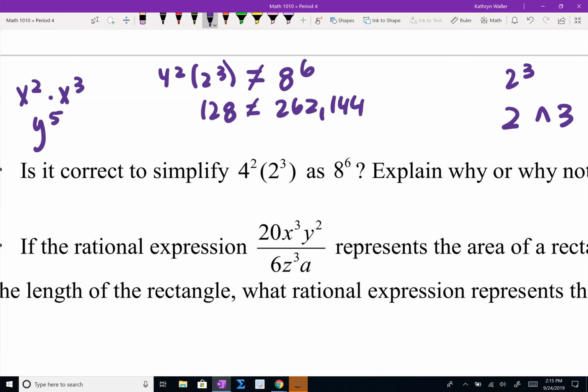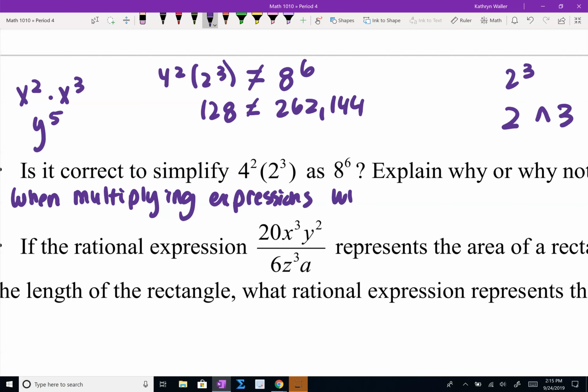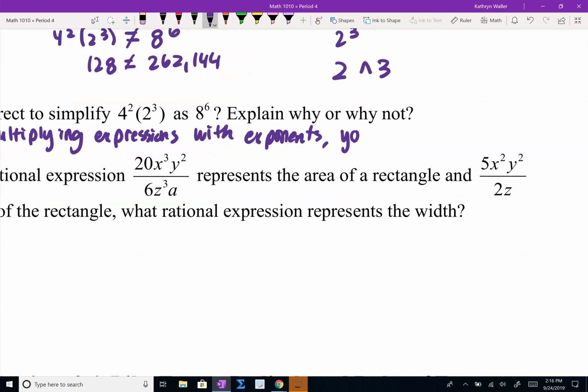X to the fifth, right? You don't change the base, okay? So I would say when multiplying expressions with exponents, you cannot change the base. That base doesn't change. The 4 has to stay a 4, the 2 has to stay a 2.